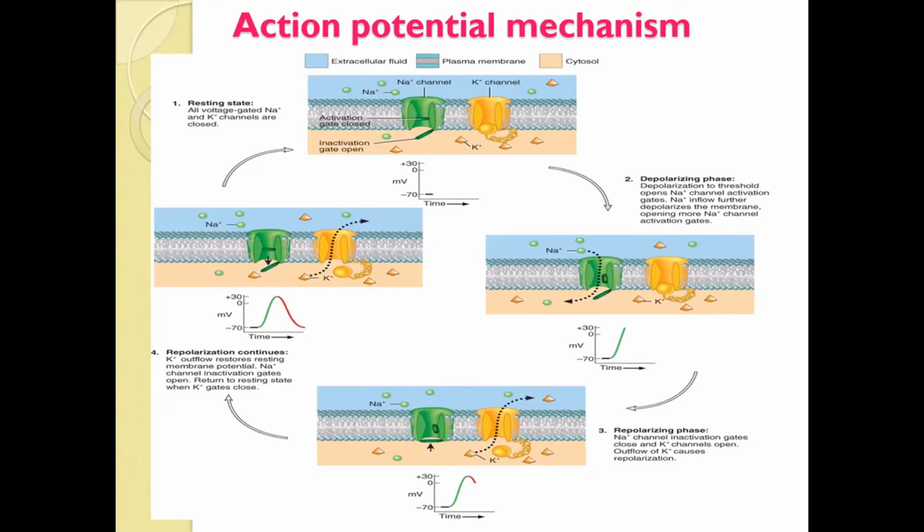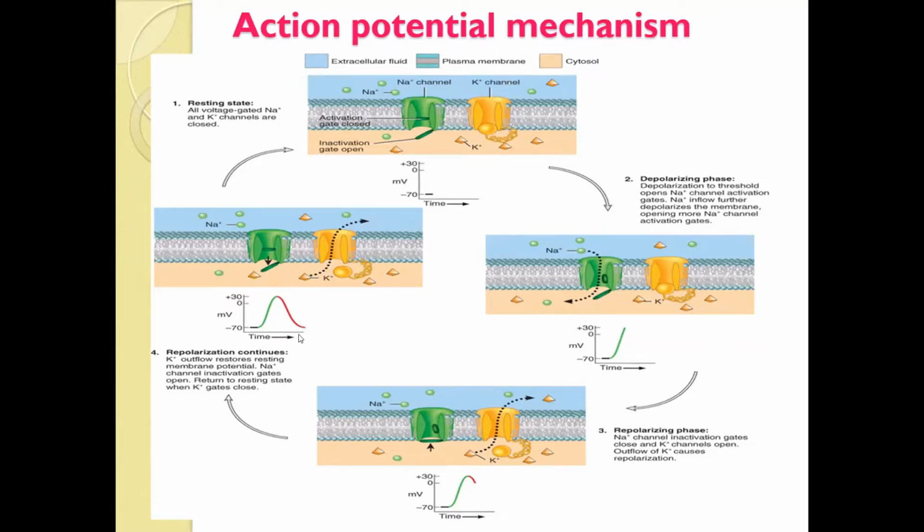At some point, once it reaches its threshold, the sodium channels will be closed, the activation gates will close, and that's where the potassium ion will flow outward, causing the repolarization. Outflow of the potassium ion from the cells will cause repolarization. That's the red curve here. So potassium outflow restores the resting membrane potential.